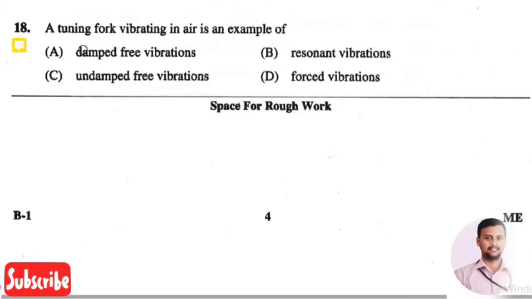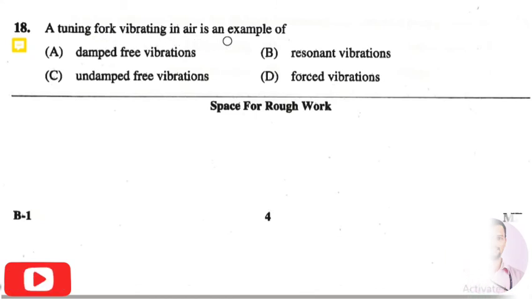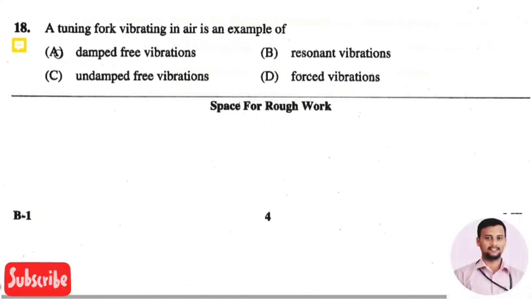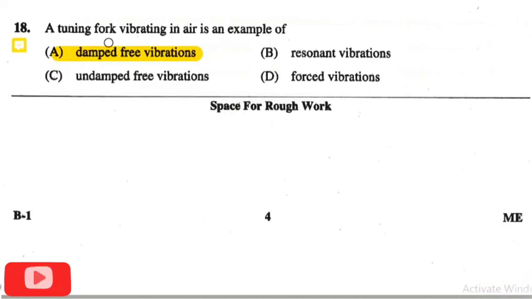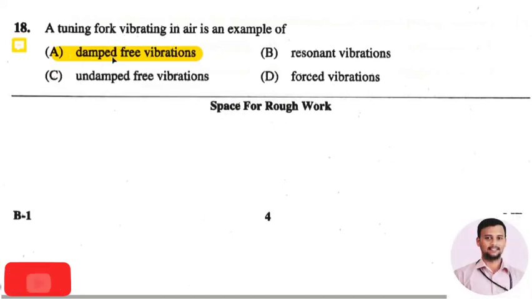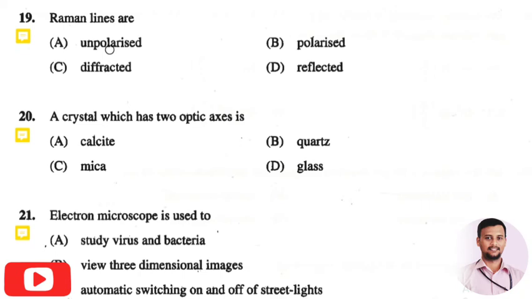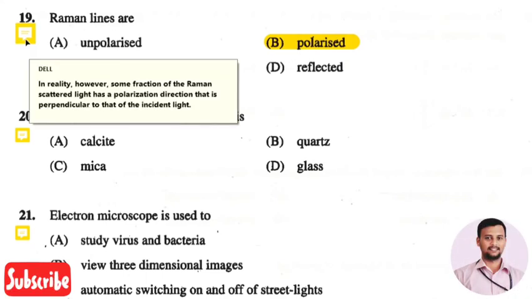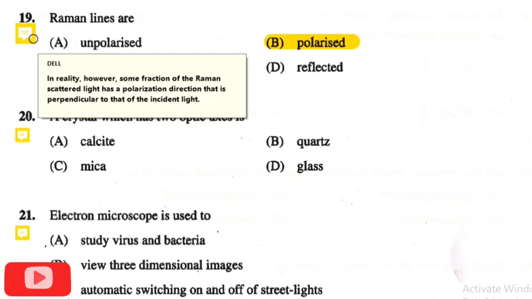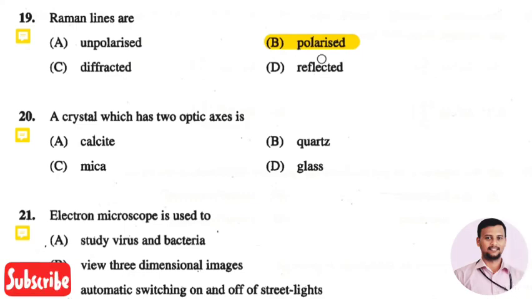The next question is, a tuning fork vibrating in air is an example of, the right answer is damped free vibration. The tuning fork vibrating is the best example for damped free vibration. The next question is, Raman lines are, the right answer is option polarized. So the Raman lines are polarized. In reality, however, some fraction of Raman scattered light has a polarization direction that is perpendicular to the incident light. So the Raman lines are polarized.